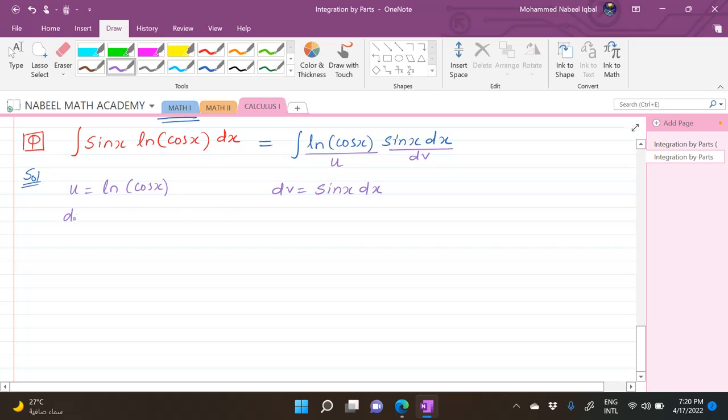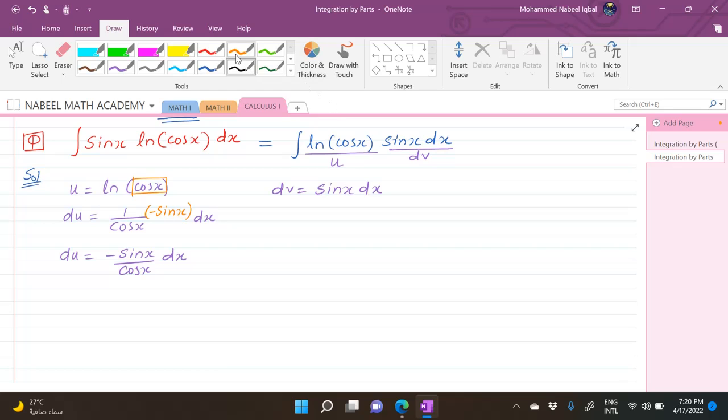So when you differentiate, du is equal to 1 over cosine, or rather the chain rule. Here it is a chain rule. ln differentiation is finished. Now when you differentiate the cosine, it becomes minus sine, into dx. So I write this as minus sine over cosine into dx. You can write it as tan x as well.